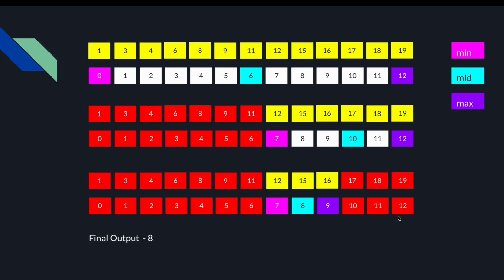Now you can see we have eliminated so many elements and we don't need to compare our desired value with all these elements. Now we are left with these elements only. Let's repeat our step 1 again. Find the min and the max point and their middle point.